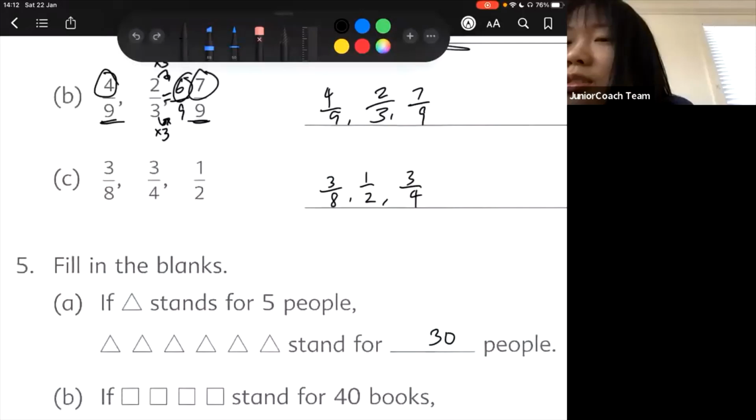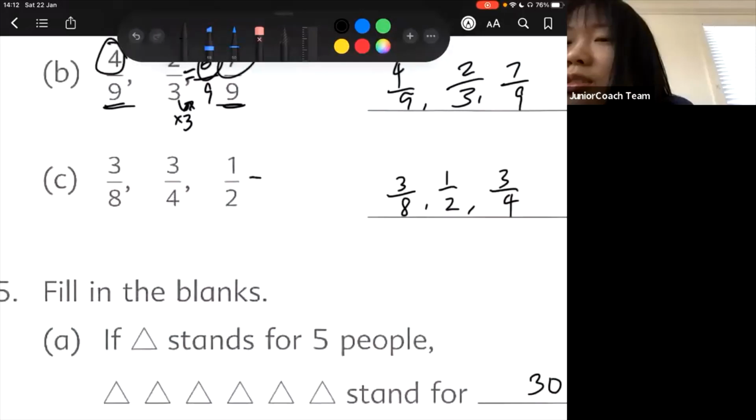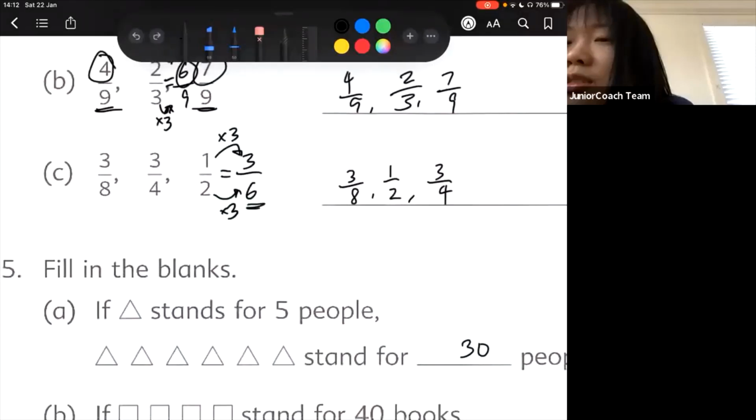For this one, I think they want you to convert the numerators to be the same. So 1/2 equals 3 out of 6. Because we want the numerator to be 3, because the rest of the numerators are 3. And then from then on, we can just look at the denominator and start from biggest to smallest. So it's 8, and 6, and then 4. But we have to remember that this 3 out of 6 is not actually 3 out of 6. We have to write it as 1 out of 2, so half.